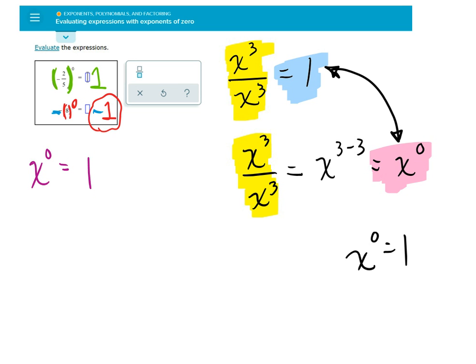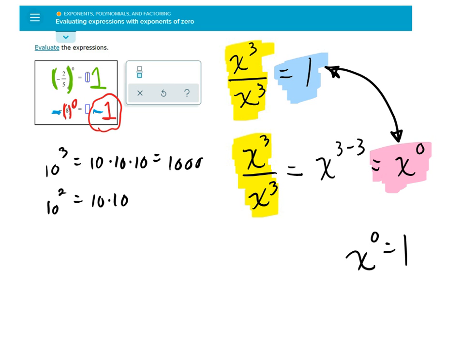Another way to prove it is actually study bases, and I'm just going to use base 10 because it's easy. If I had 10 to the third, that equals 10 times 10 times 10, which is 1,000. If I had 10 to the second, that's 10 times 10, which is 100. And if I had 10 to the first, well, 10 to the first is just a 10, right? So that's 10. Now I'm at 10 to the 0.